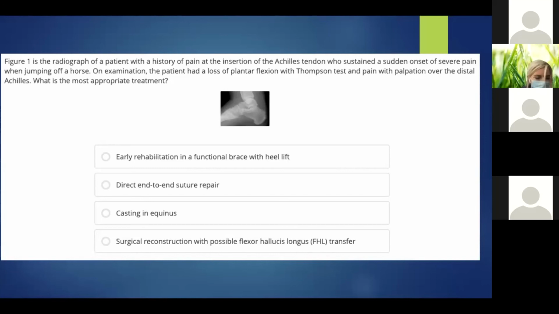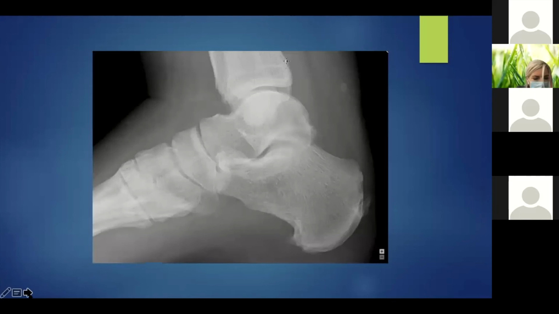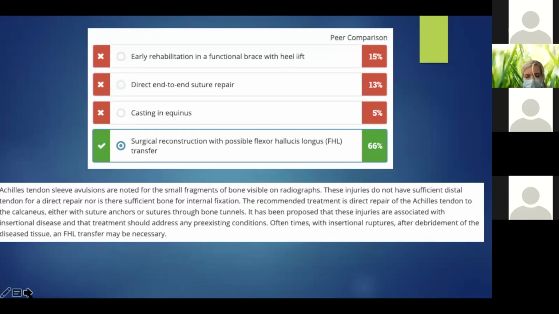Correct. And with possible FHL transfer, exactly. Usually we do those in people that are older than about 55.